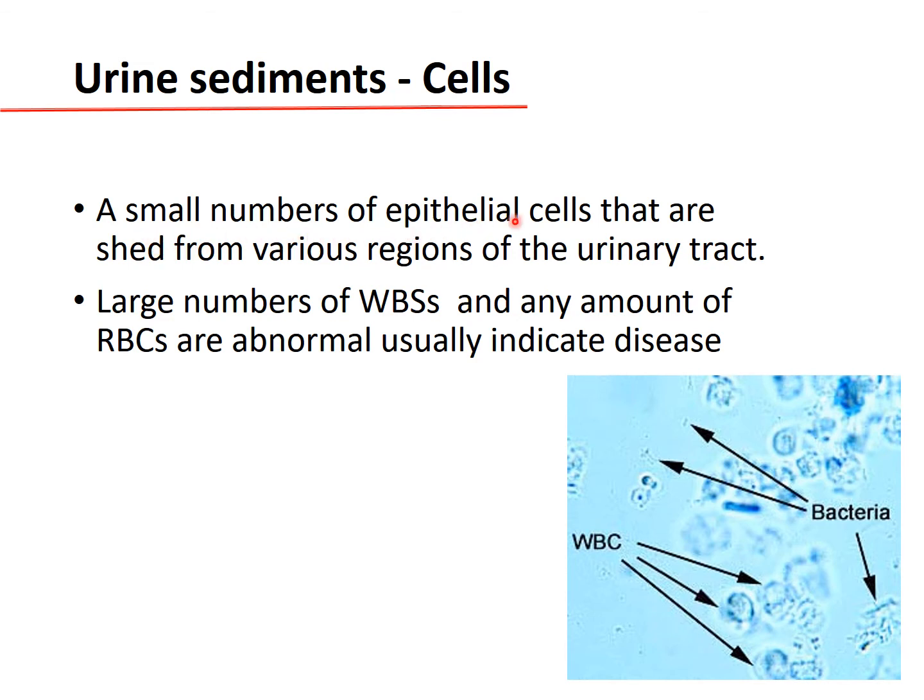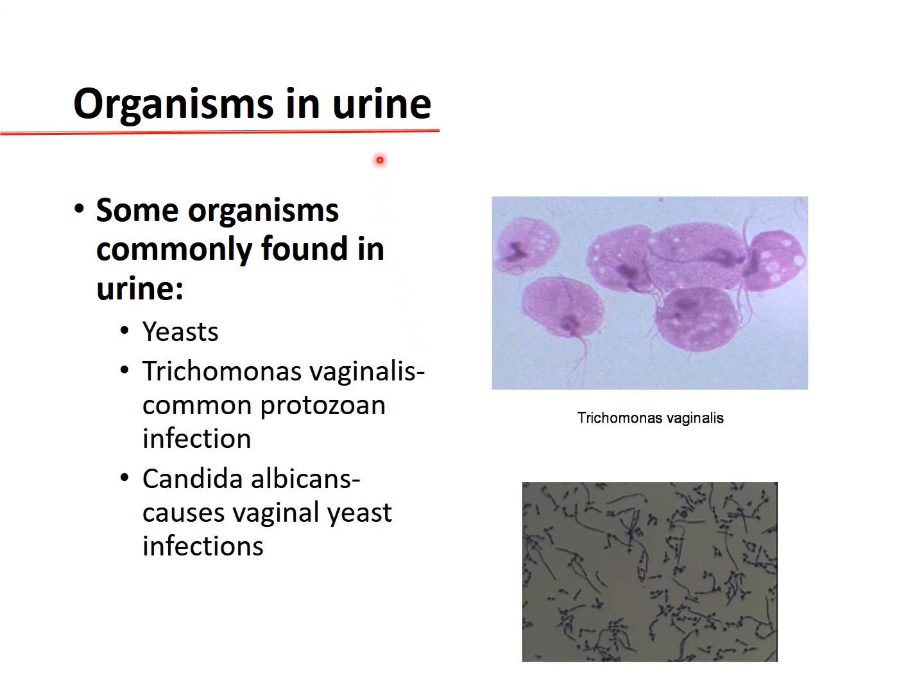A small number of epithelial cells that are shed from the various regions of the urinary tract, or a larger number of white blood cells and any amount of red blood cells, are abnormal and usually indicate some disease. Here the picture is showing bacteria and white blood cells. Organisms commonly found in the urine include some yeast, Trichomonas vaginalis, a common protozoan infection, and Candida albicans, a vaginal yeast infection, which can also be found in the sediment.